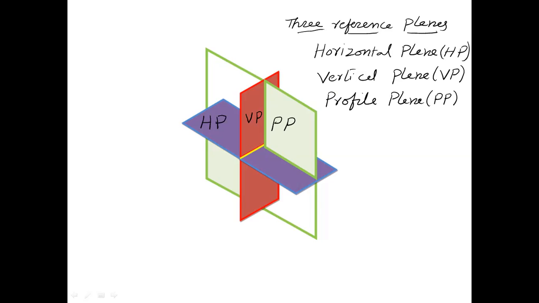So if I want to draw the orthographic projections, then definitely I should use these three planes as reference planes. Remember, these are called reference planes. So how many reference planes do we have to consider to draw the orthographic projections? Three: horizontal plane, vertical plane, and profile plane. Okay, dosto. So this is the horizontal plane, this is the vertical plane, and this is the profile plane.